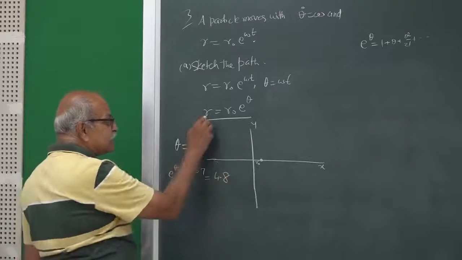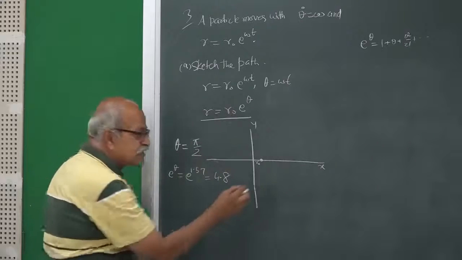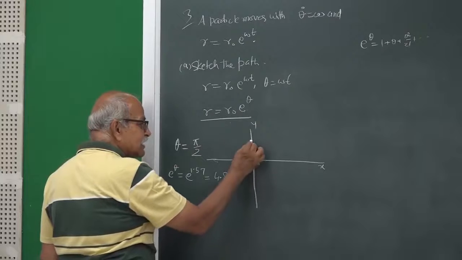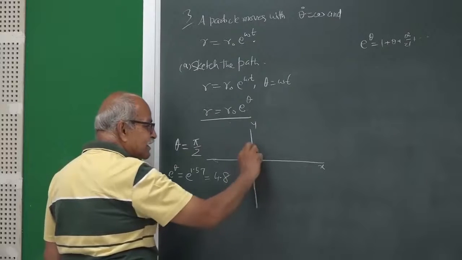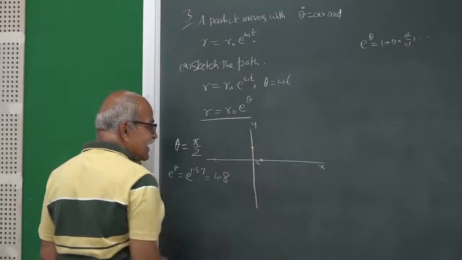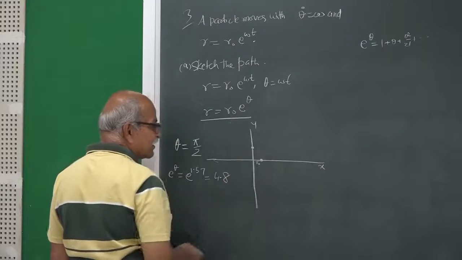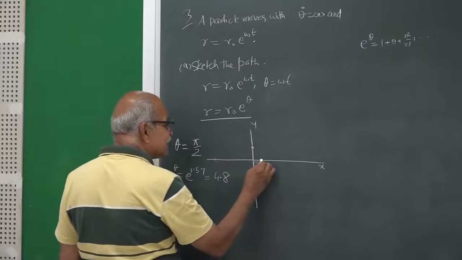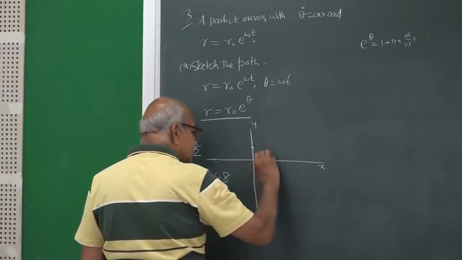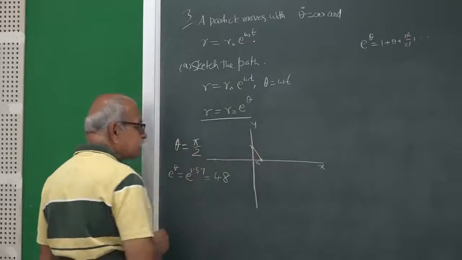So, that means r will be r naught into 4.8. If this is r naught here, theta equal to pi by 2, that means you are here, and it is 4.8 times of this. I cannot draw it to the scale. So, this is say 4.8 times r naught, and it is continuously increasing, it is going like this.